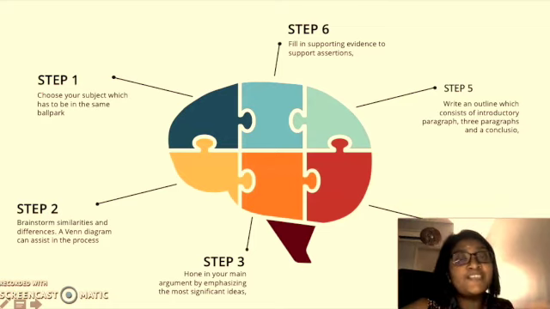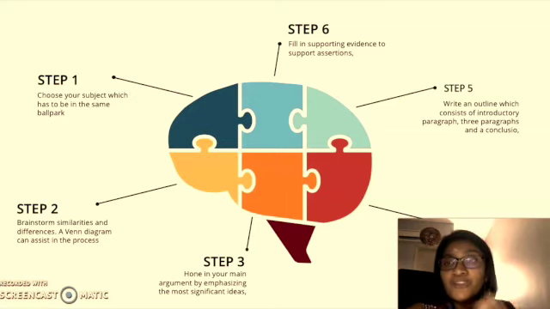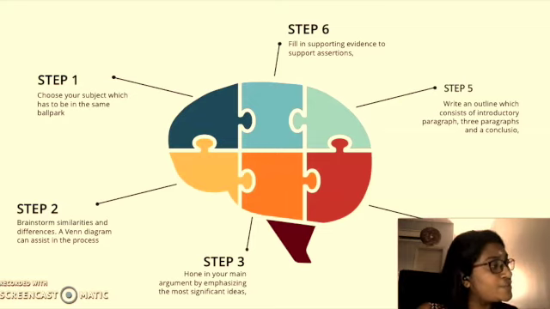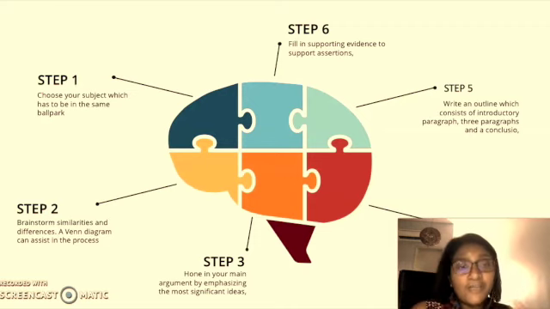They follow the basic steps of writing. First thing first, you are supposed to choose your subjects which fall under the same ballpark. What do I mean by the same ballpark? It means that they come from the same field or area. For example, I'm going to use the example from your module itself: private school versus government school. When we look at this topic, we understand there are two different subjects, but they fall under the same atmosphere, which is education. So that's what I meant by ballpark.